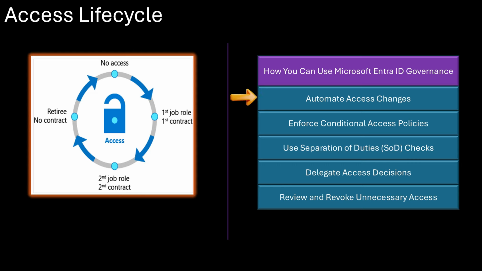You can use attribute-based access control to update user permissions when their job title, department, or location changes. You can make sure users meet security requirements like MFA, compliant devices, and approved locations before accessing sensitive resources. You can prevent conflicts of interest, like someone having both approval and execution rights for financial transactions. You can also delegate access decisions. Instead of IT handling every access request, let business managers or security teams approve access where needed.